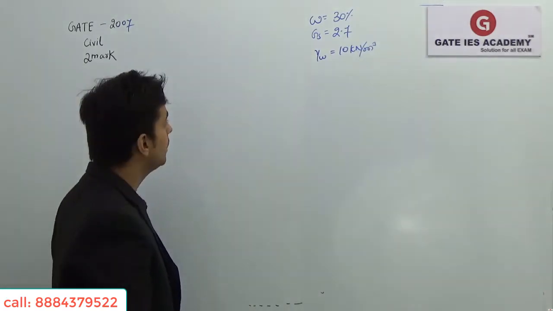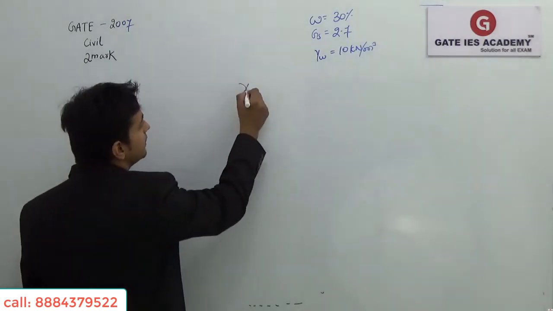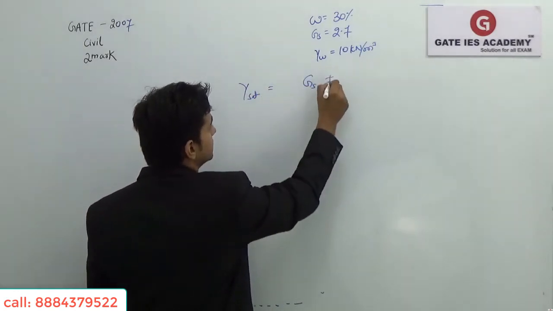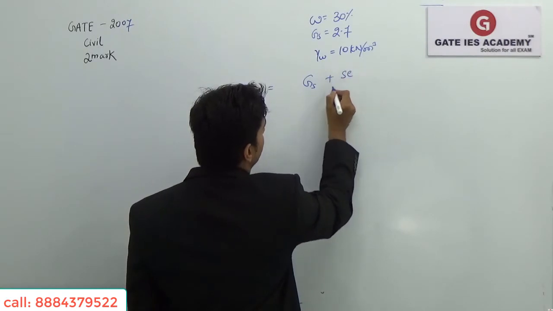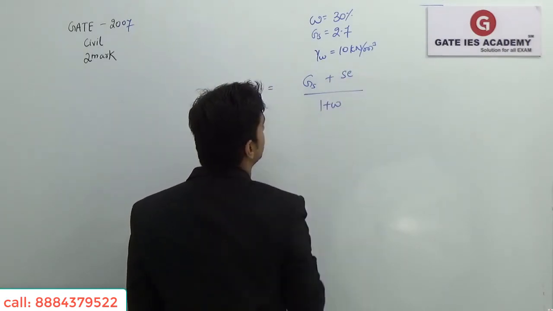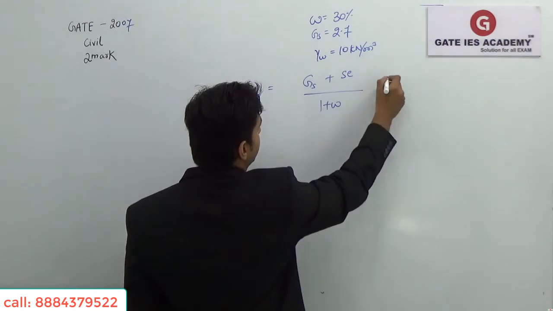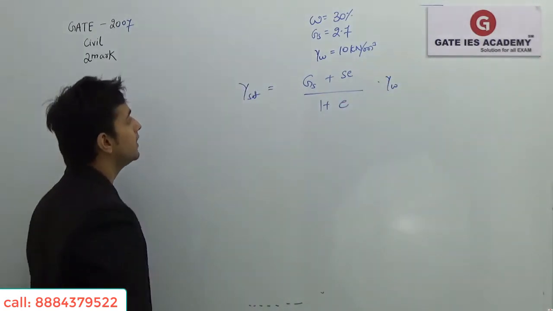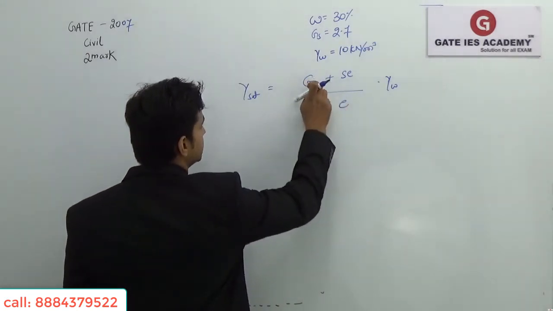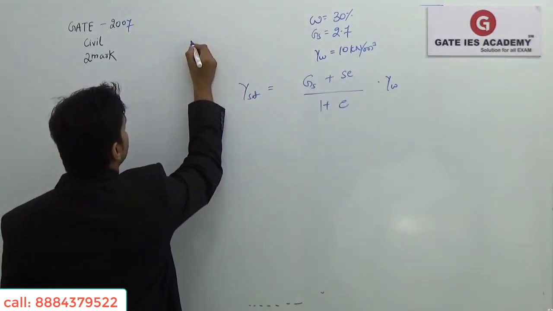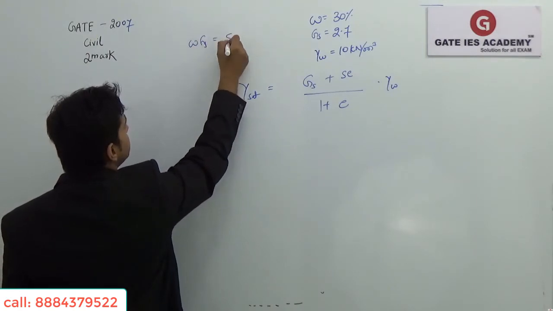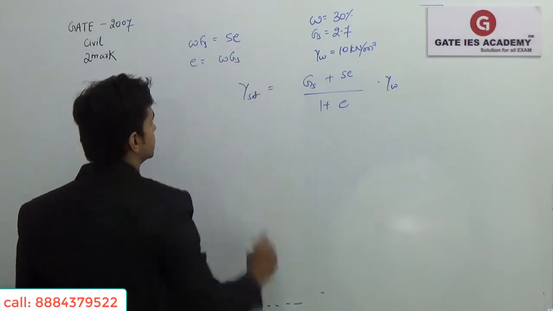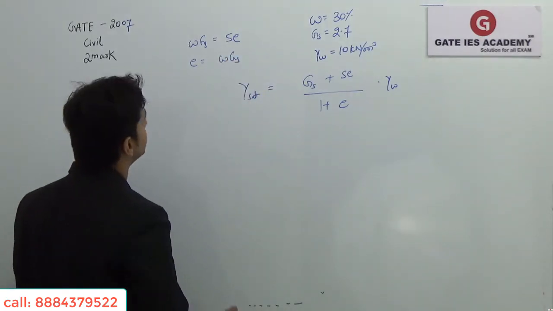Okay. So, when I want to find the saturated unit weight, gamma saturated, that will be nothing but (Gs plus Se) upon (1 plus e) into gamma w. Here, this Gs is given. Now, we know that wGs equals Se. So if S equals 1, then e will be equal to wGs. And w and Gs values are given.